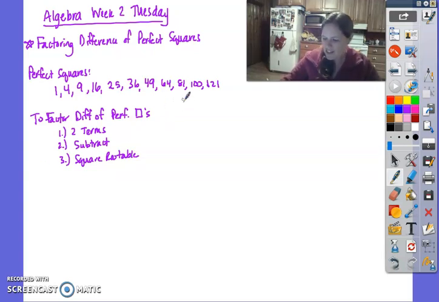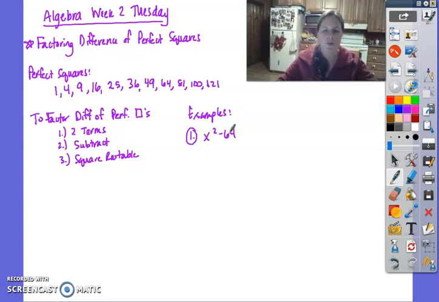All right, so some examples. Let's do example 1. We'll call x squared minus 64. I always check, do I have two terms? 1, 2. Are they attached by subtraction? Ooh. Can I square root them? Well, sure, because x squared, the square root is x, because x times x is x squared, and square root of 64 is 8, because 8 times 8 is 64.